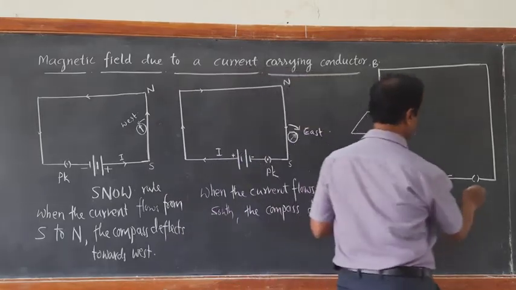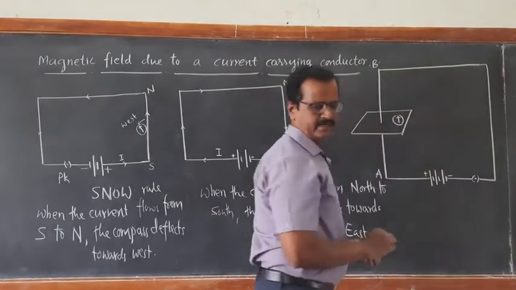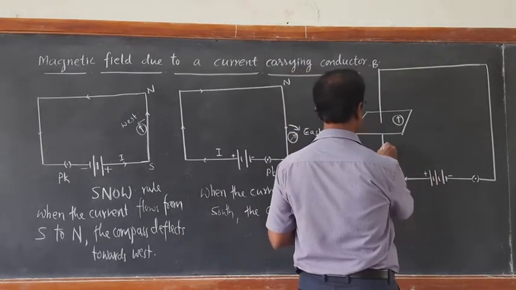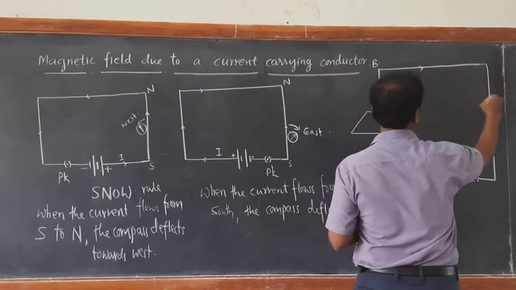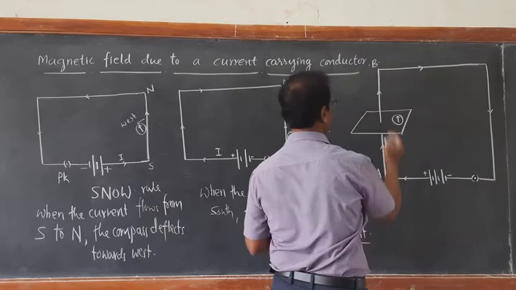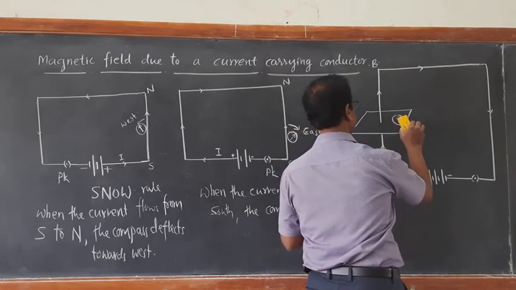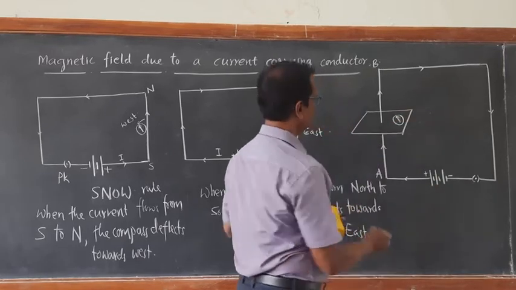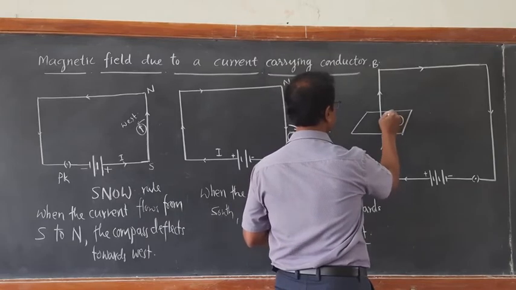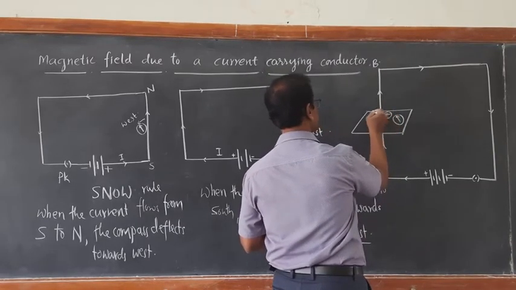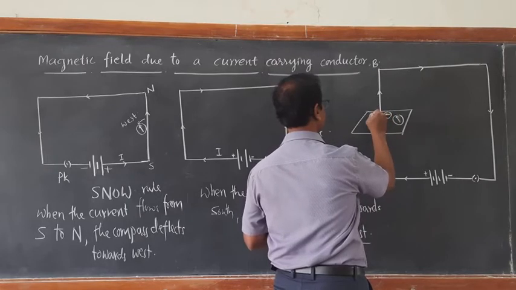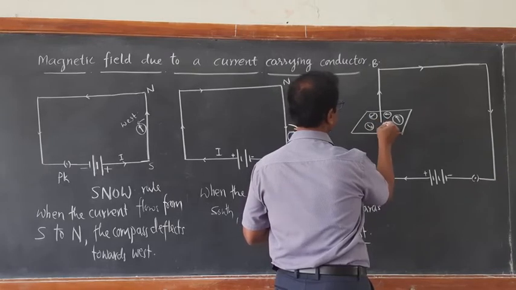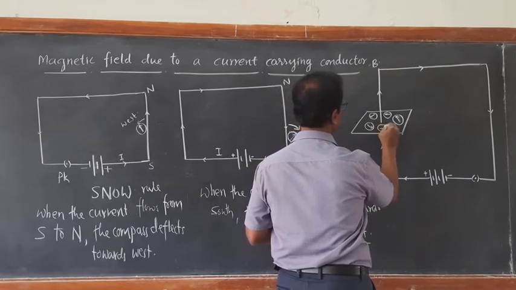The moment you close the key, what happens? Interestingly, you will find the deflection in this needle. The current flows from positive terminal of the battery like this, in this way. So it moves from A to B in the upward direction. Suddenly you will find deflection of the compass in this direction. So when you just replace it, it will be deflecting like this. When you just keep it this side, it will be deflecting like this. So if you go on changing the position, you will find the change in the direction of the compass needle.